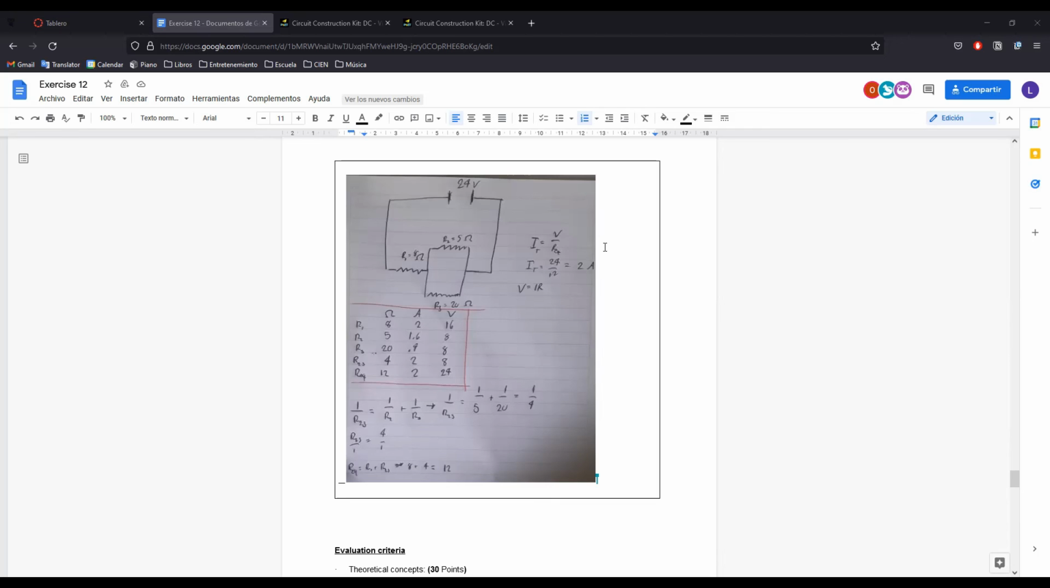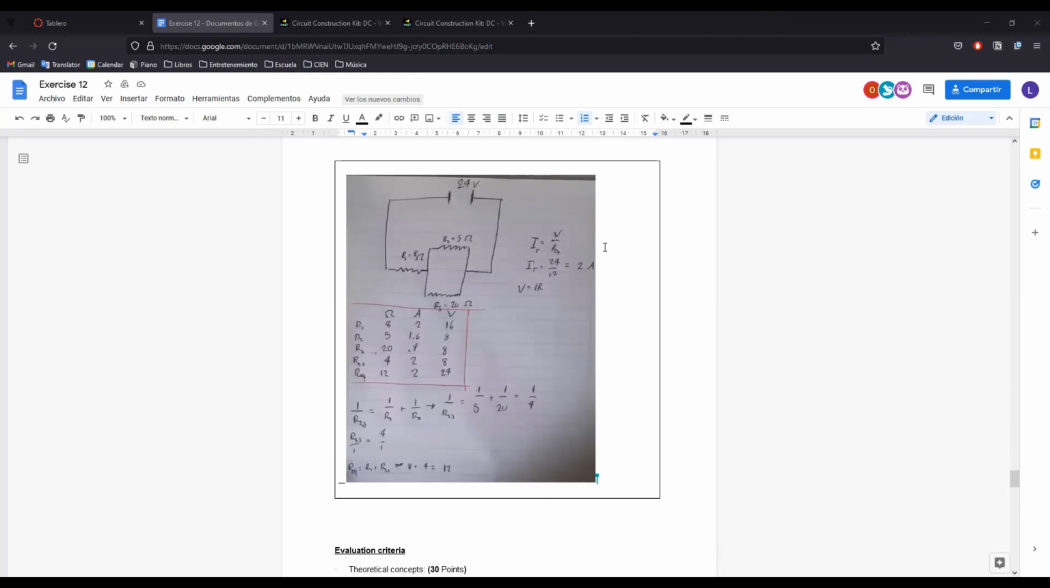And now for the series circuit, all of the current is the same. So in resistance 1 it is going to be 2 amps, and in resistances 2 and 3 it is going to be 2 as well. However, in the parallel circuit, we had to make another calculation.